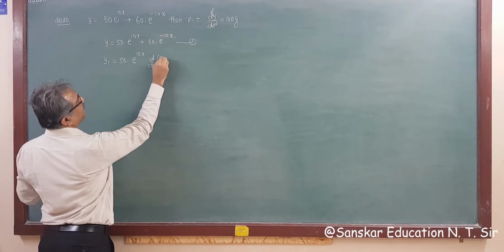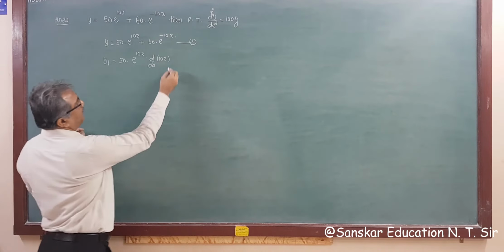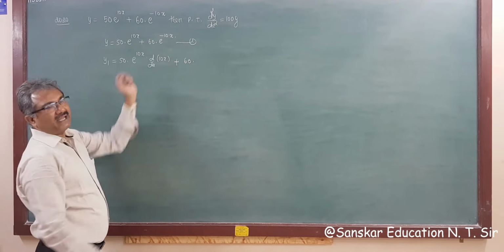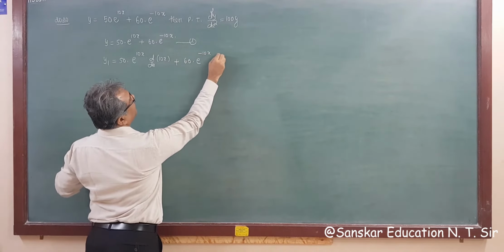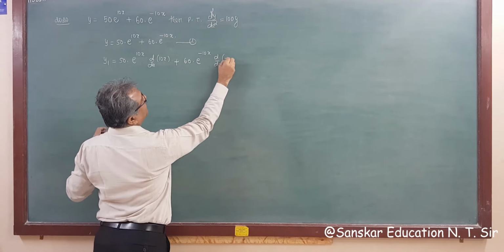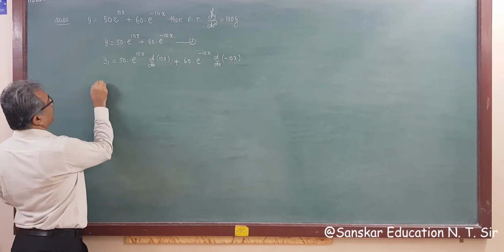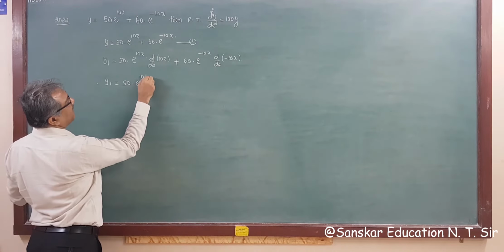See, d dx of bracket, because we are solving 2-3 marks questions, right? Plus 60 constant, derivative of e raised to bracket is e raised to bracket, that is minus 10x, and again d dx of bracket, that is minus 10x. So this is y1 is equal to 50 times e raised to 10x.